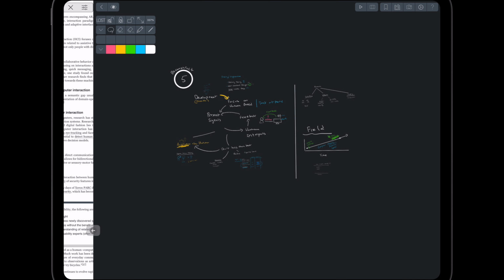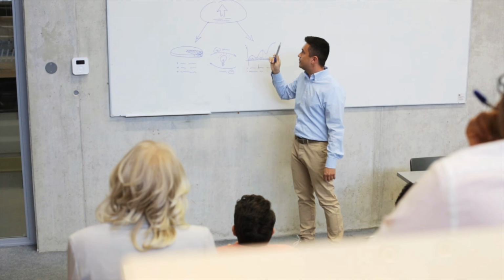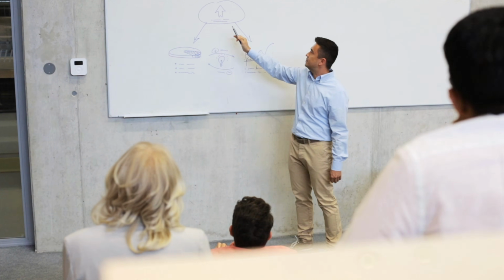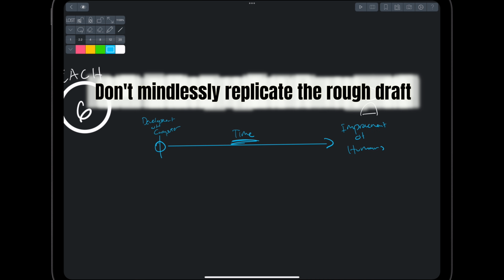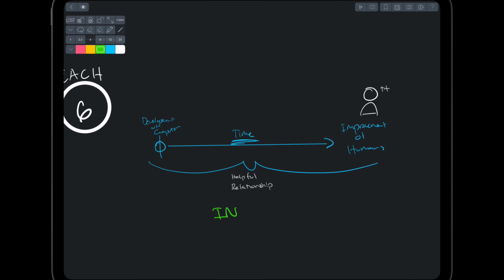Hide the article and clear the page. Create the final mind map by teaching from memory. Reorganize your mental schema through retrieval. Don't mindlessly replicate the rough draft from step 5.